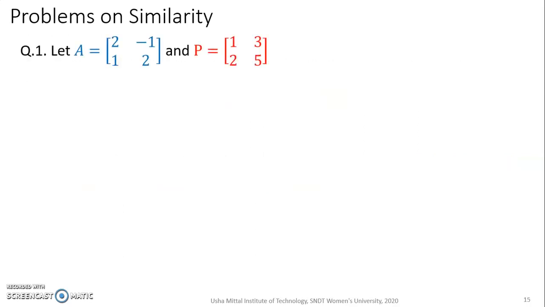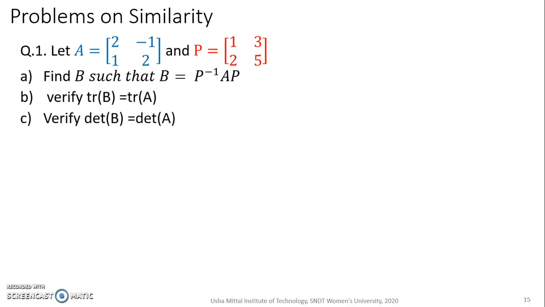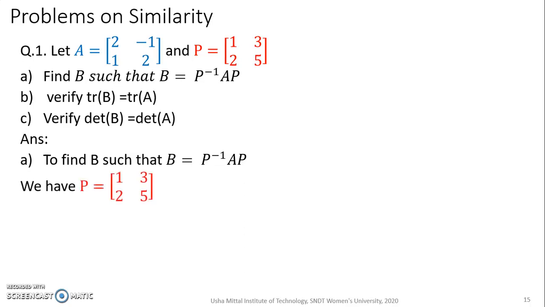So now let's consider some problems based on the similarity. So here we are having a problem in which the matrix A is given and the change of basis matrix P is given to us, and we are supposed to find out a matrix B such that B is equal to P inverse into A into P. And also we have to verify the trace of B is equal to trace of A, and we have to verify whether the determinant of B is equal to determinant of A.